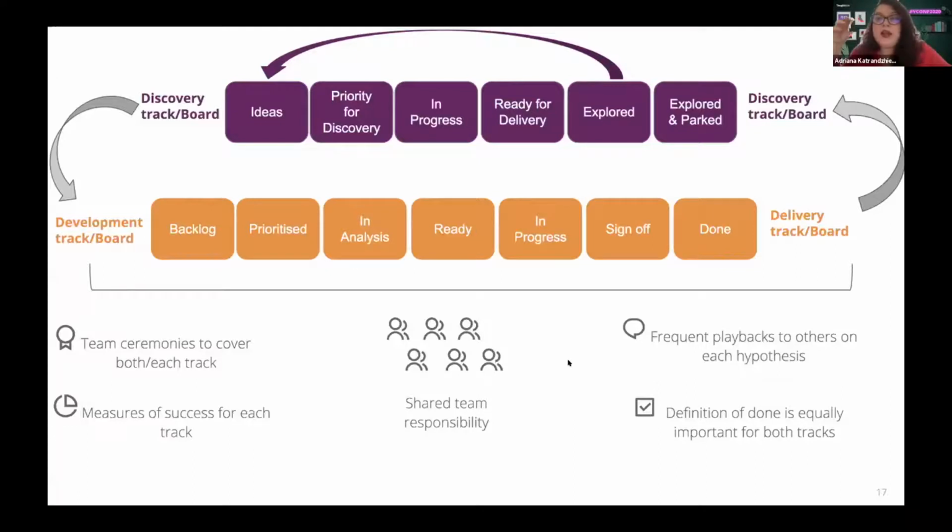Another thing that really helped was frequent playbacks to other team members or stakeholders as well. So for example, not everyone would be able to be involved in both tracks at any given time equally. We tried to pair up on the discovery track items, and we paired up on the development track items, and then we played back what we've learned or what's happened to other team members.